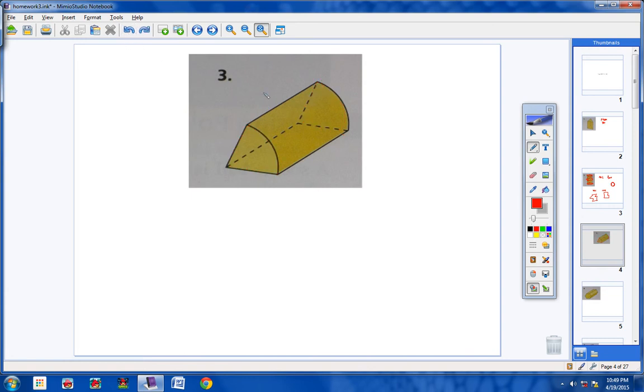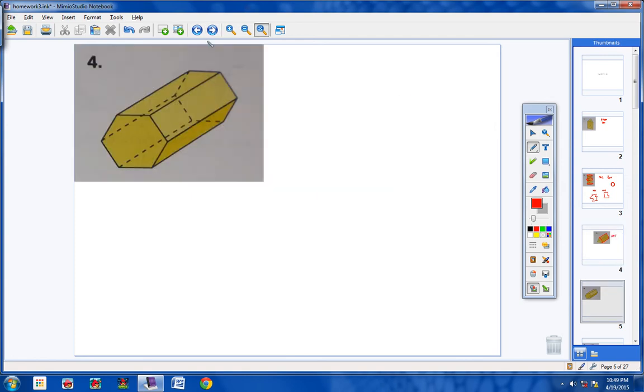Also, look at this side. This is a rectangle right here, no problem. This is a rectangle right here, no problem. But this side right here goes over, then it's curved. Comes over, then it's curved. So we do not have all polygons. So we do not have a polyhedron. Alright? Number 4. Okay, yes, this is a polyhedron.